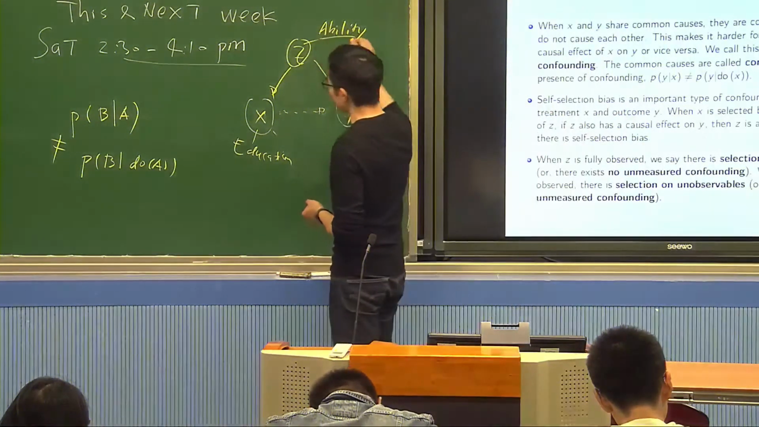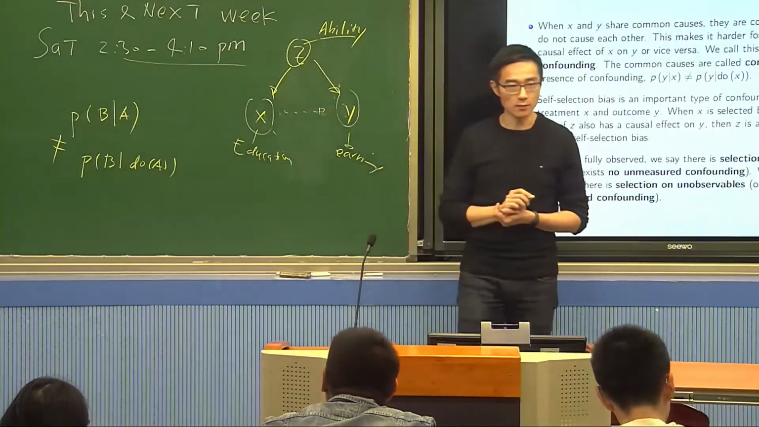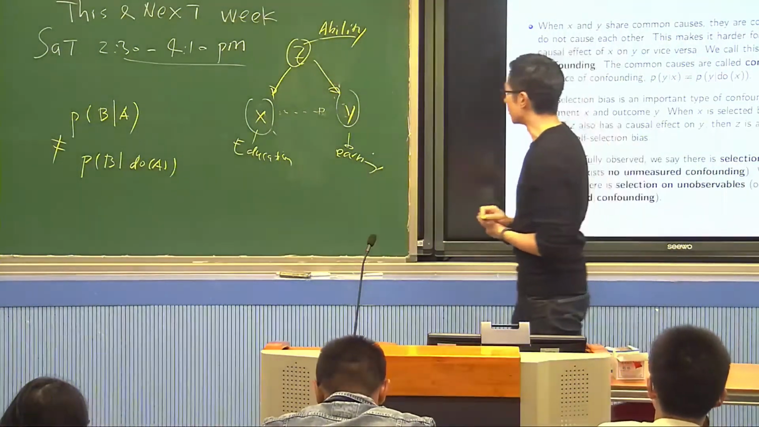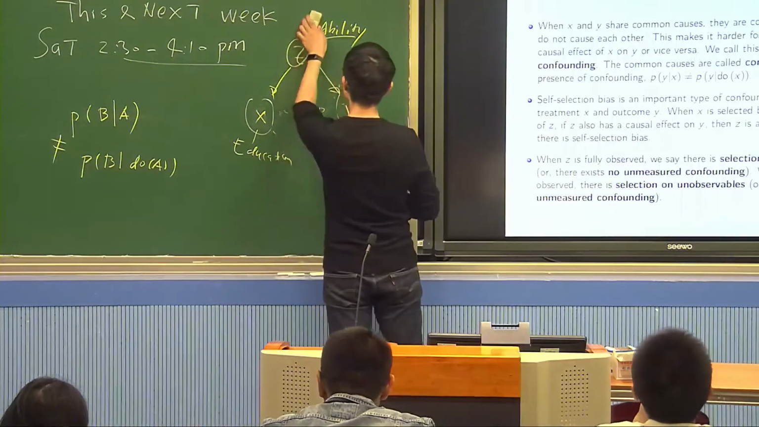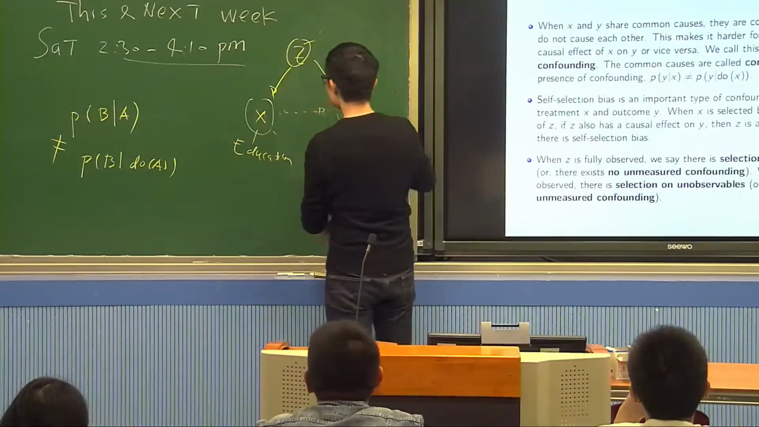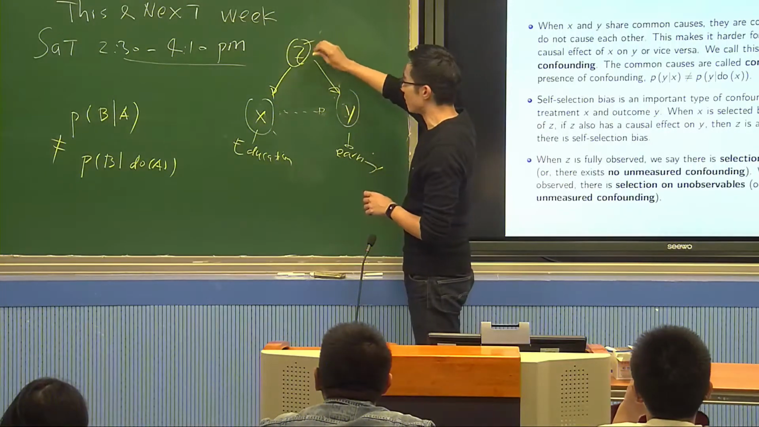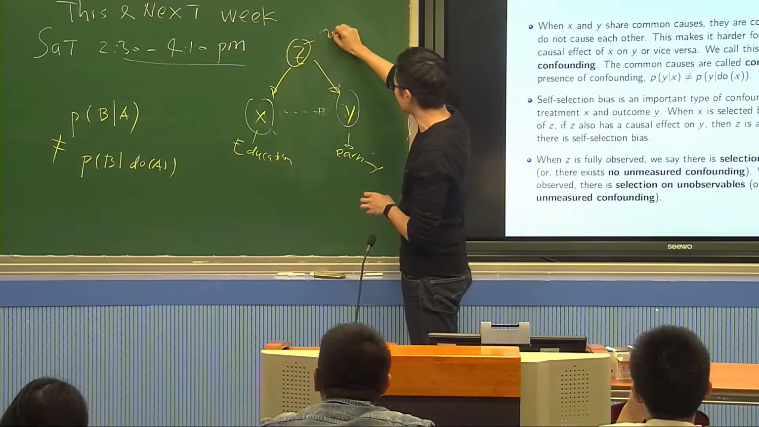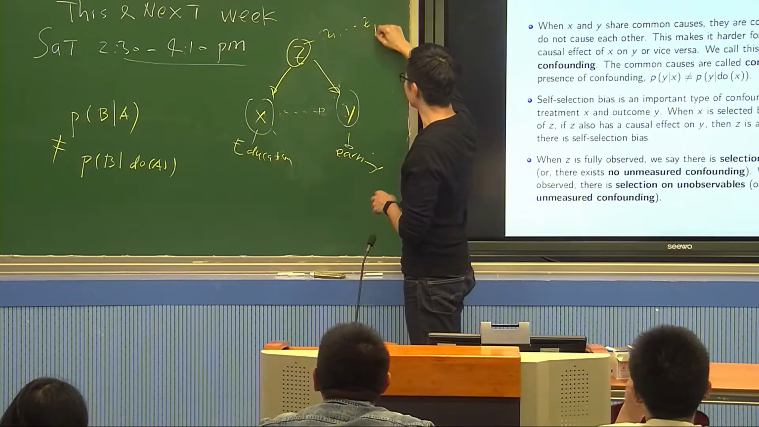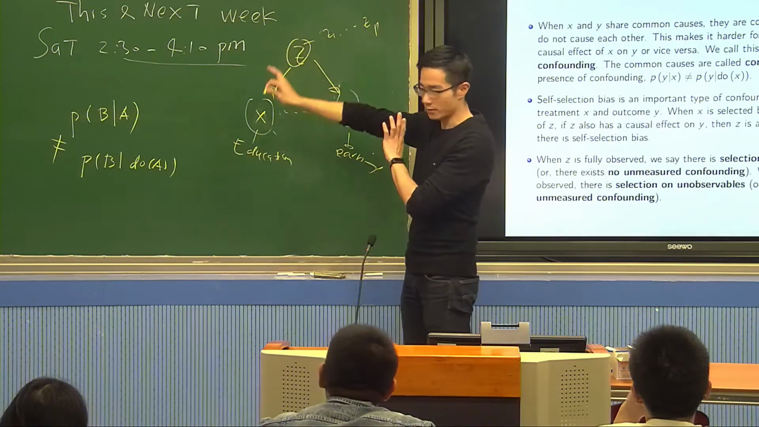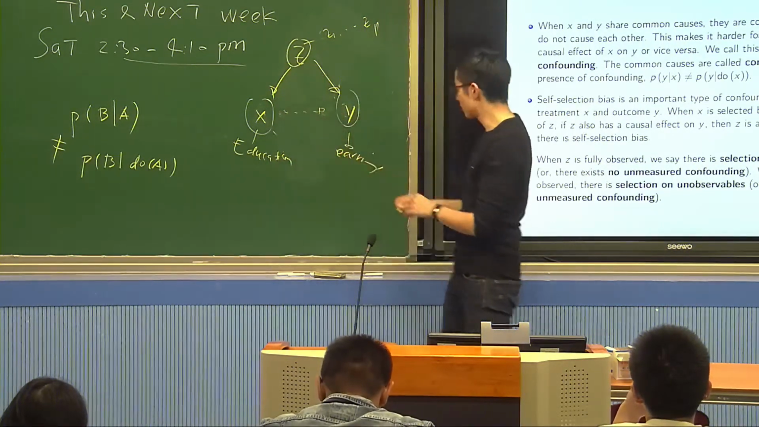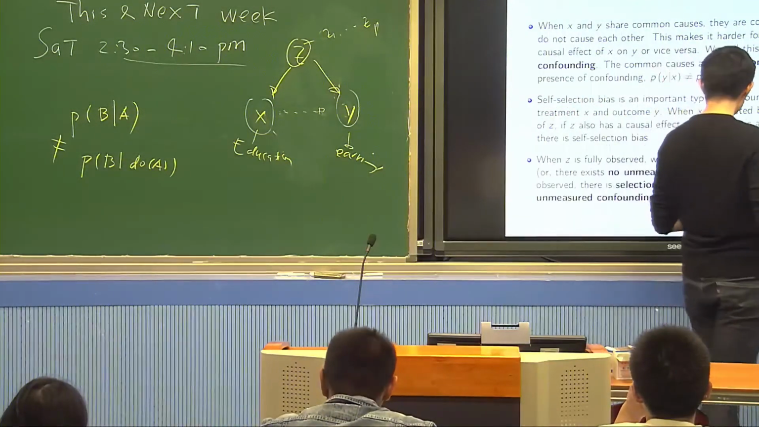Now, this ability in reality is often unobserved. But if we assume that all the confounders, so this Z can be multidimensional, it can be Z1, ..., ZP. There are many Z that are confounding numbers.